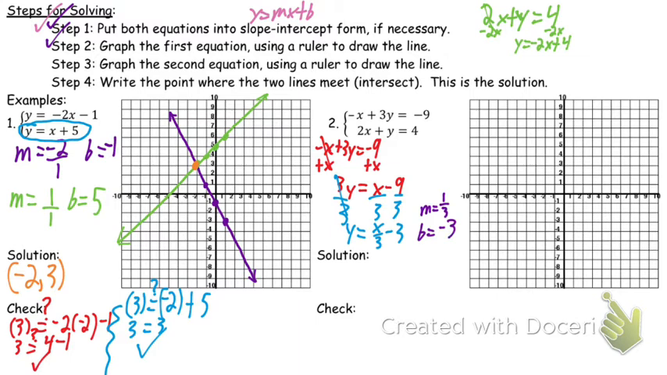So which one of those do we start with? Negative 3. So I'm going negative 3 down. And the 1 over 3, how am I using that? You rise 1, run 3 to the right. You can also go down 1, 3 to the left. Once again, you'd want to use a ruler there, or you can make more points.